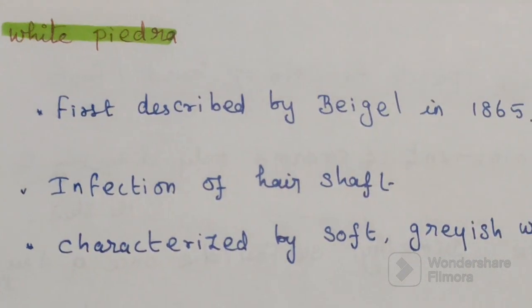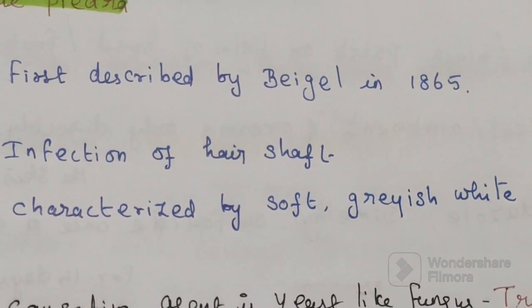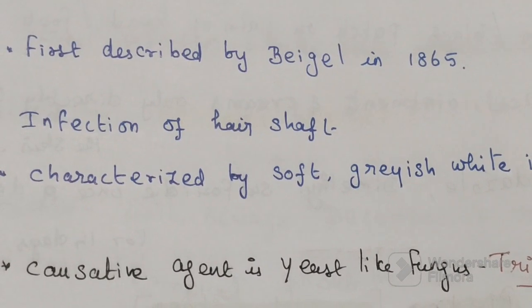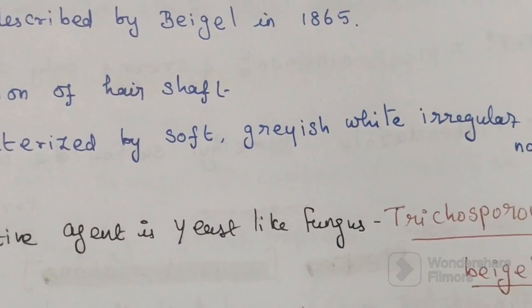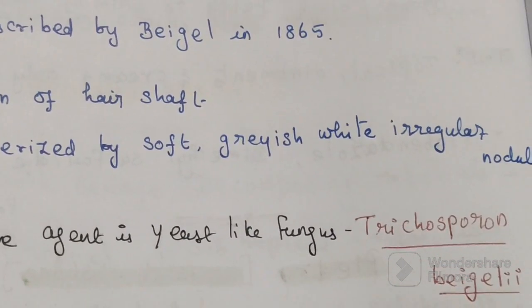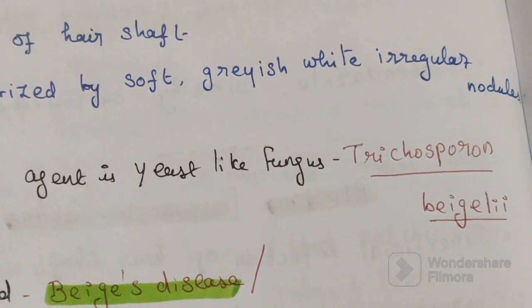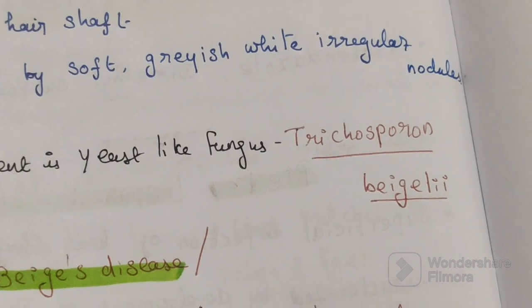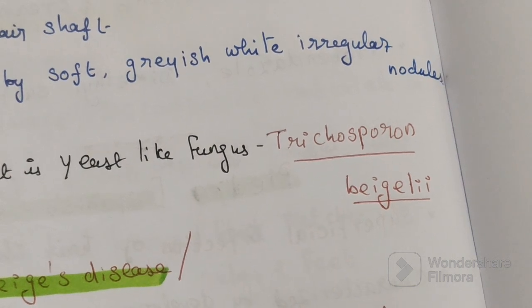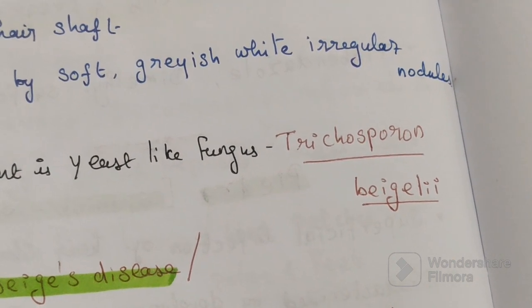First, we want to discuss white Piedra, first described by Beigel in the year 1865. This one causes infection in the hair shaft, characterized by soft grayish white irregular nodules. The causing agent is a fungus called Trichosporon beigelii. Trichosporon beigelii is the causing agent of white Piedra.